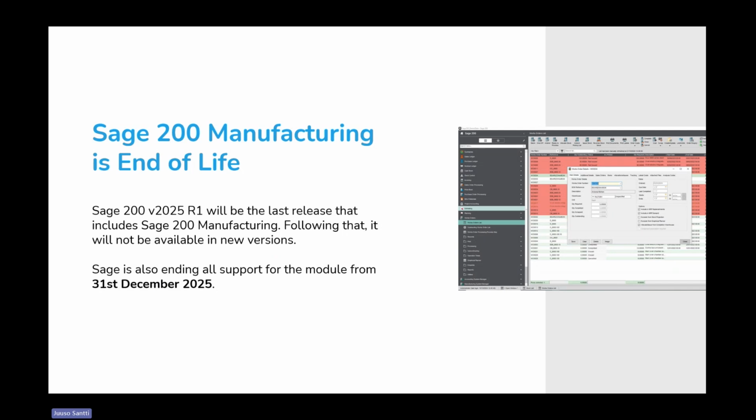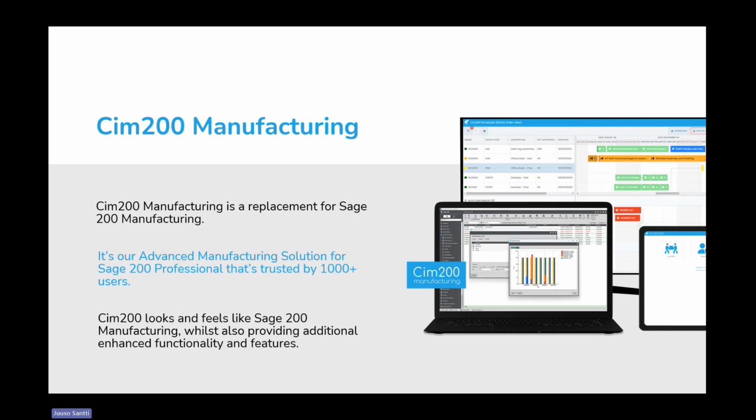What this means for the current Sage 200 Manufacturing users is that not only will you be operating on unsupported business critical software, but also with Sage 200 Manufacturing installed, you will not be able to upgrade your standard Sage going forward until you've done something with your manufacturing solution. Our solution to replace Sage 200 Manufacturing is Cim200.